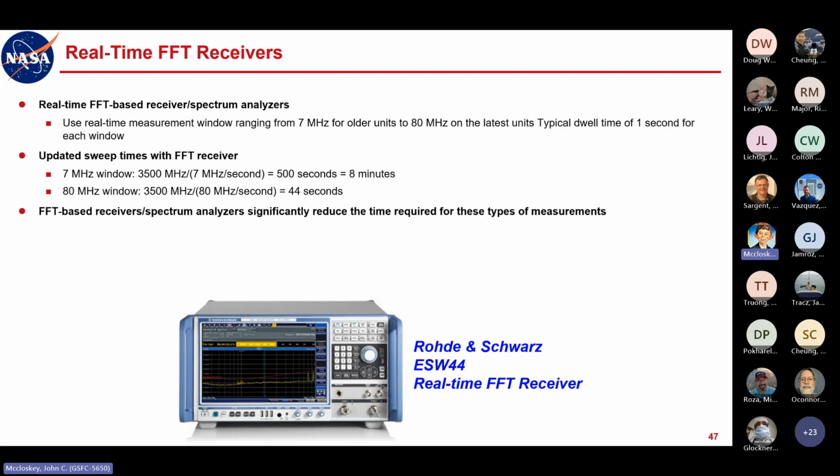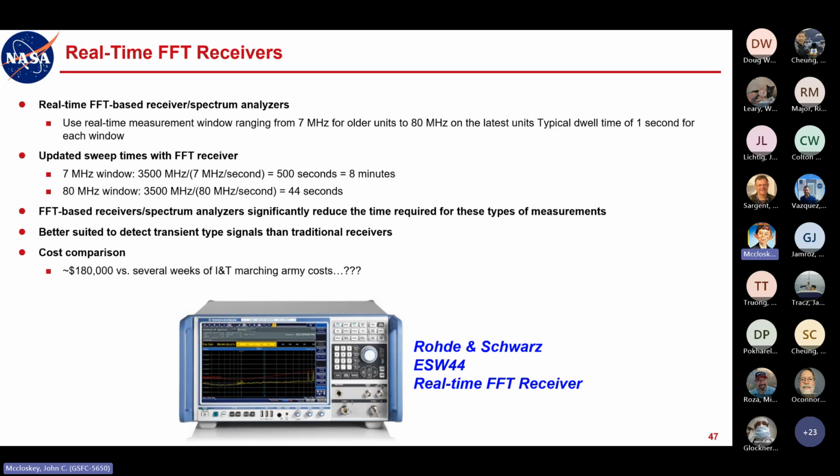So these FFT receivers significantly reduce the time required for these types of measurements. They're also better suited to detect transient type signals. With traditional frequency swept receivers, you can miss things, right? If a transient occurs in a frequency range that you're not looking at right at that moment, you can miss it. So there are a lot of tremendous advantages to these receivers.